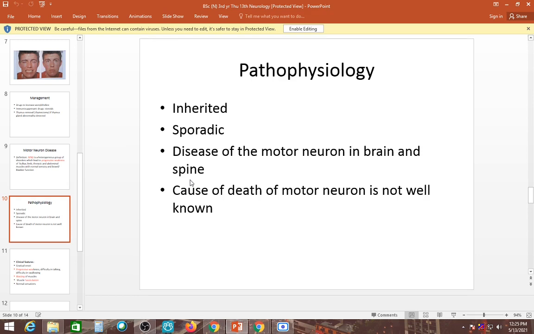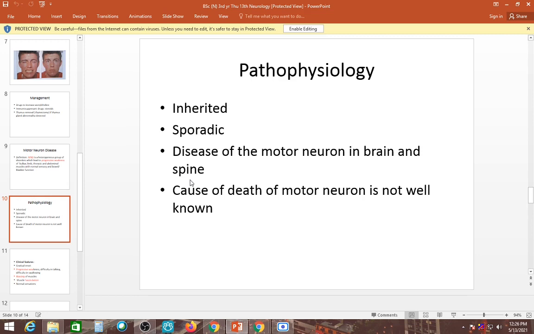Motor means associated with movement. Sensory means associated with sense. That is the heat, cold, vibration, pain, all these are sense. And motor means movement. Autonomic means uncontrolled activities like the heart rate, the bowels, the erection, ejaculation, all those functions are autonomic. But here it is only going to affect the motor parts of the brain, the motor neurons of the brain and the spinal cord, not the sensory, not the autonomic.